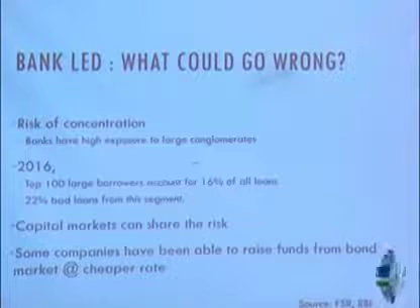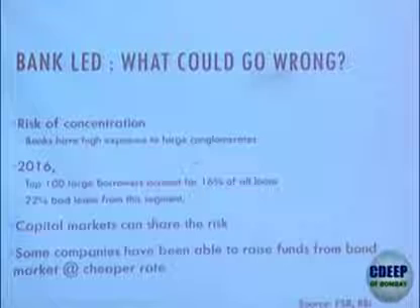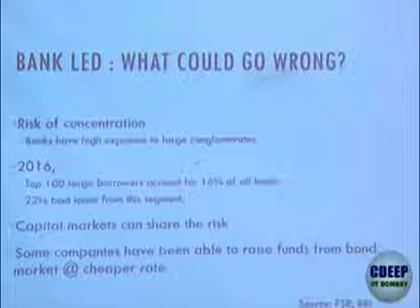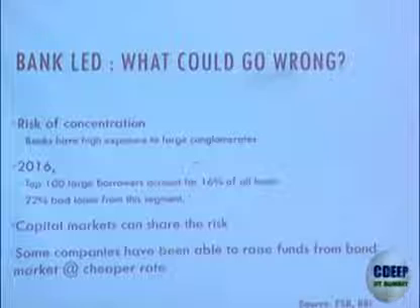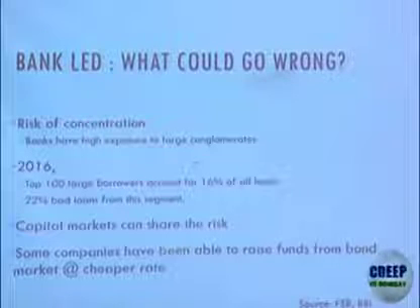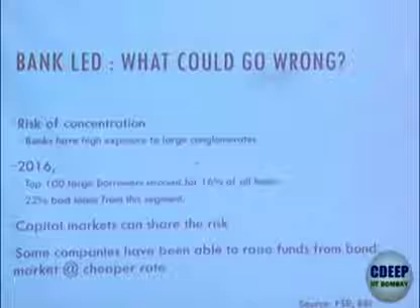risk. The Reserve Bank of India, in its Financial Stability Review, felt that there is a risk of concentration since the banks have very high exposure to large conglomerates, because that's where all the funding is coming from. Now in 2016, 16% of all loans were from the top 100 borrowers, and from that segment itself, 22% of the bad loans came.